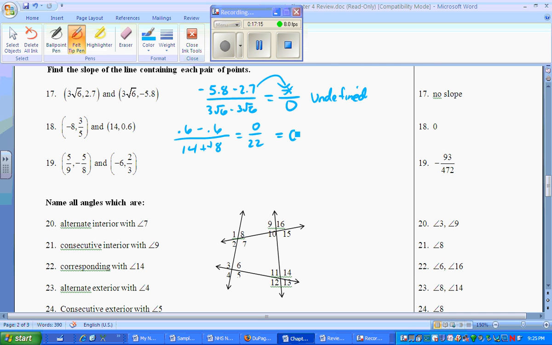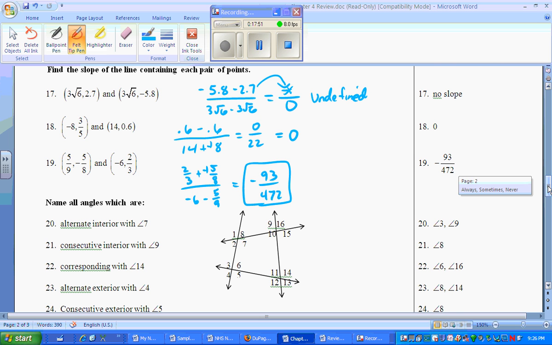And last but not least, we get 19, which is 2/3 minus -5/8 all over -6 minus 5/9. I would do this in my calculator. My calculator would simplify it and make the answer column -93 over 472. If you can't get that using your calculator, you need to ask how you're able to use your calculator.